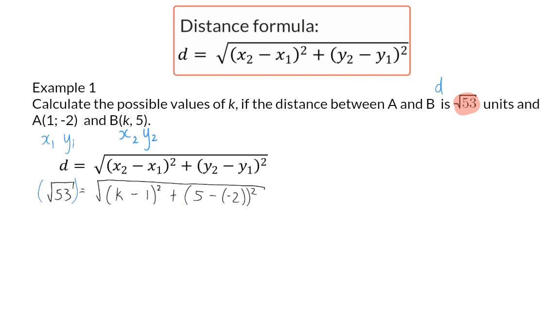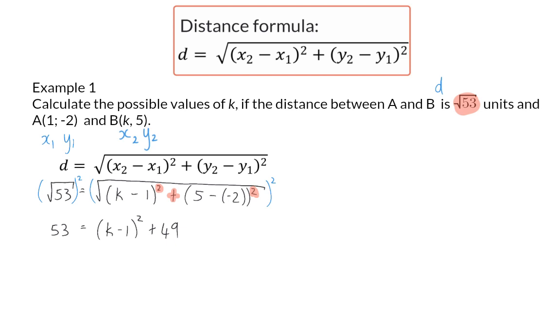Next, we can go and square both sides of the equation. This means that the outside squares and the square root will cancel. Remember that the squares inside the square root cannot cancel because we still have more than one term. So on the left, we are now left only with the 53, and on the right, we are left with the 2 bracket squares. So our first bracket is (k - 1) squared, and then we add to that (5 + 2) squared, which is 49.